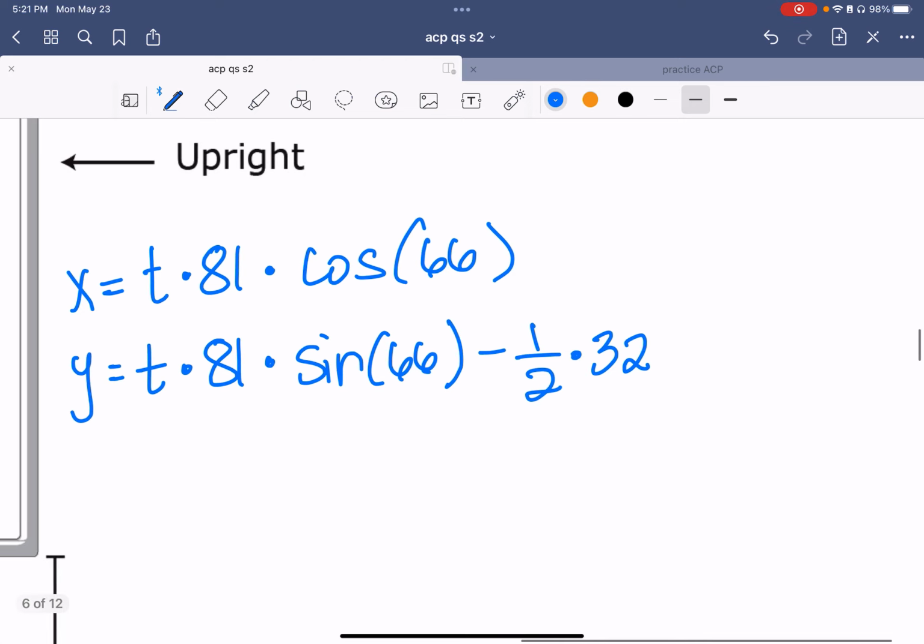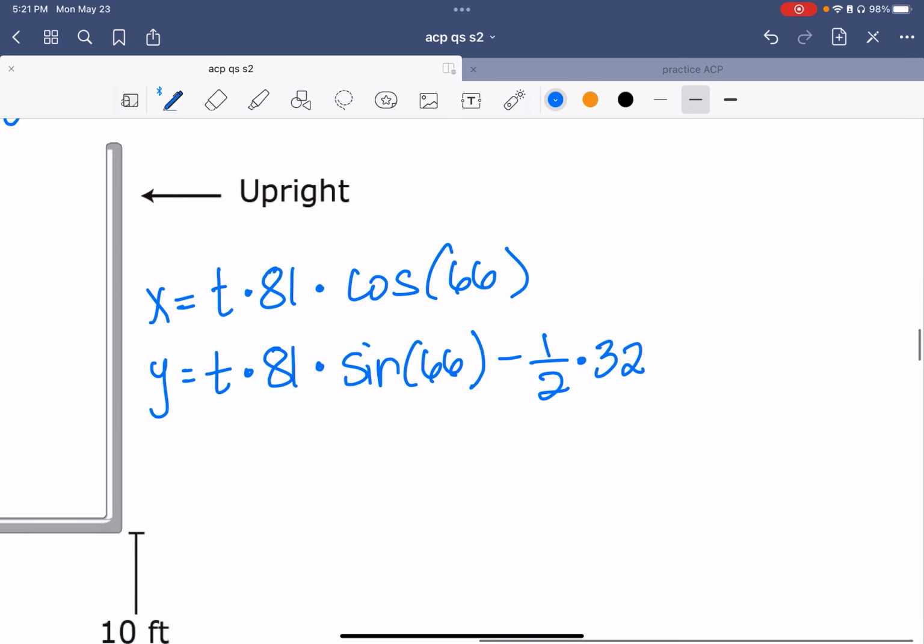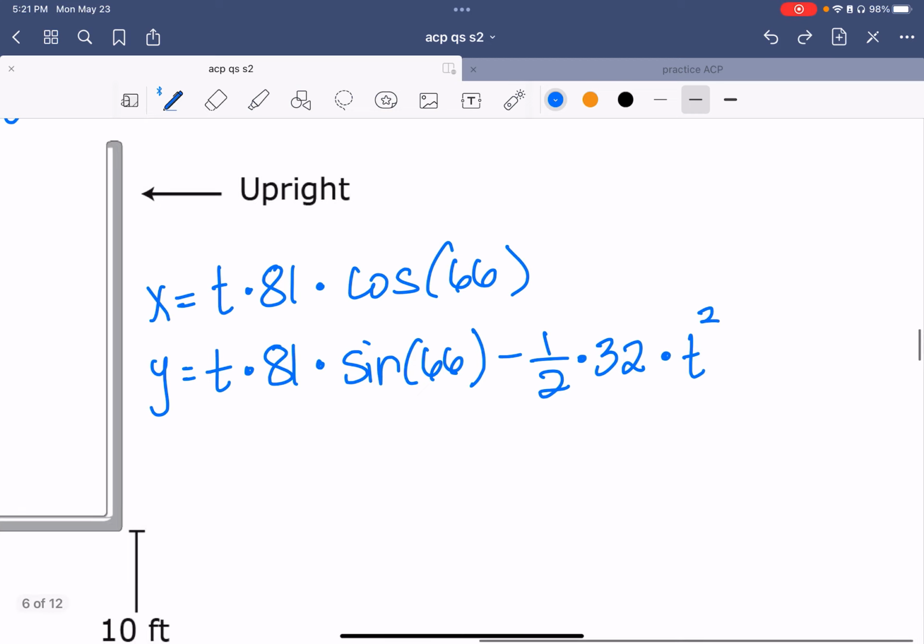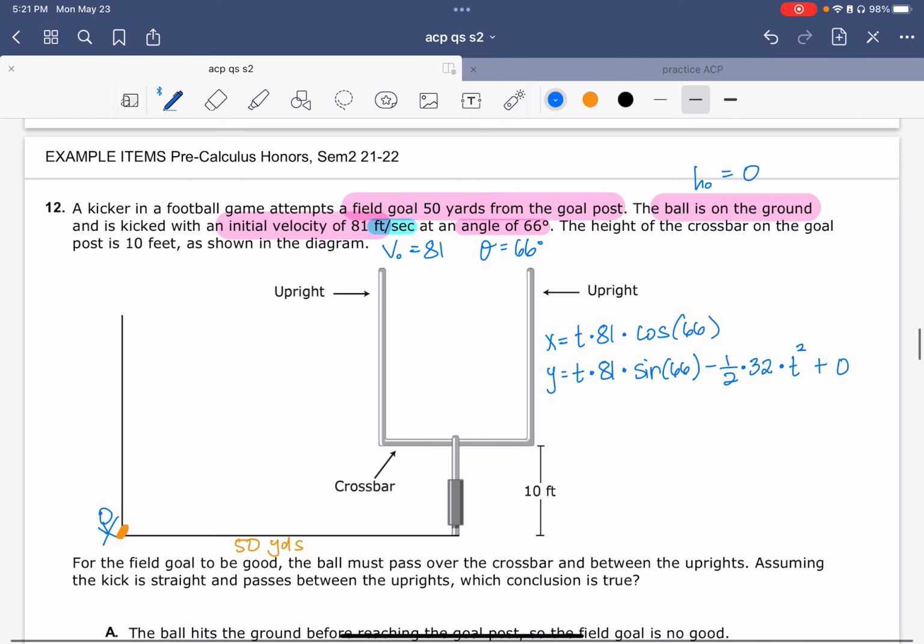And again, I'm just putting the time symbol because if you don't put the times in the calculator, it's just not going to work. And we don't know time, and then plus the initial height, which is 0. So those are the two equations.